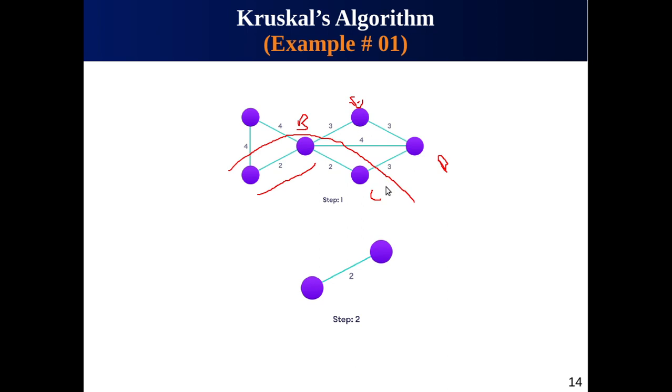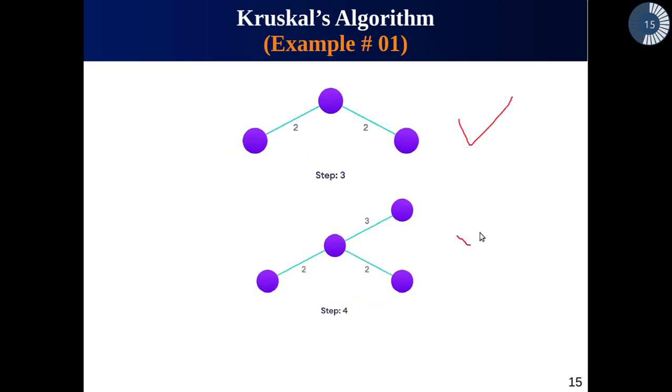Which one we have to choose? Either C to D or B to E, because both have the same weight. Let's suppose I have chosen this one. Now the equation is like this. It has been selected as well. So the graph is like this.